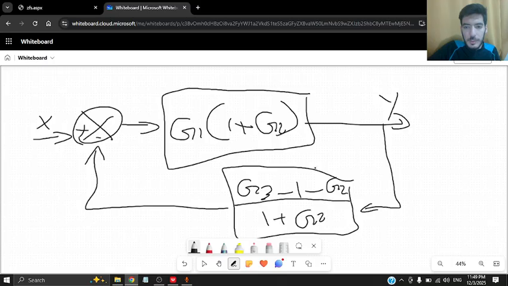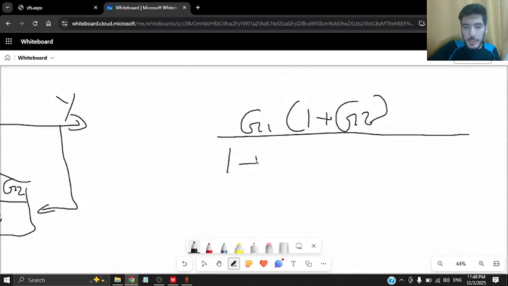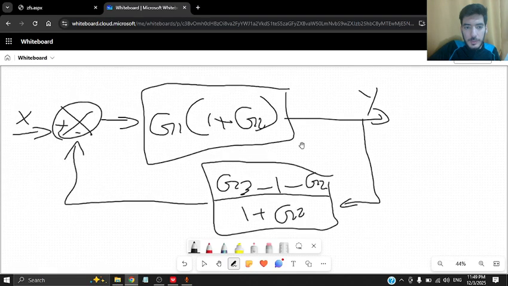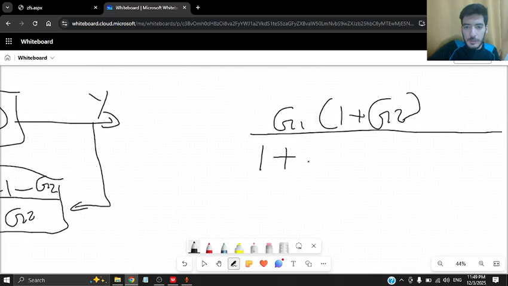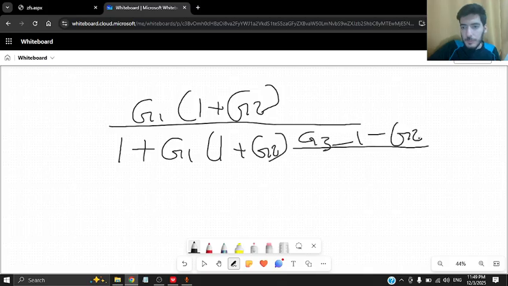Now here I have to eliminate the feedback to obtain the final transfer function. So it will be like this. In the top I have G1 multiplied by 1 plus G2. And here in the bottom I have 1 plus. Here I'm adding because the feedback here is negative. So it will be adding here. It will be 1 plus G1 multiplied by 1 plus G2 multiplied by the feedback transfer function, which is G3 minus 1 minus G2 divided by 1 plus G2.